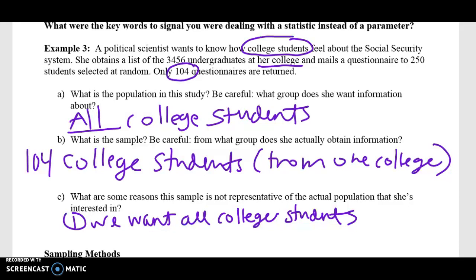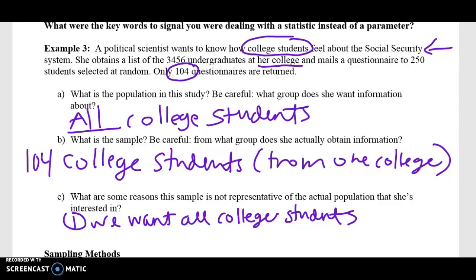If our population changed and our statement changed up here to we want to know how college students feel at a particular college about Social Security system, then we would be fine. So that's the main issue here.